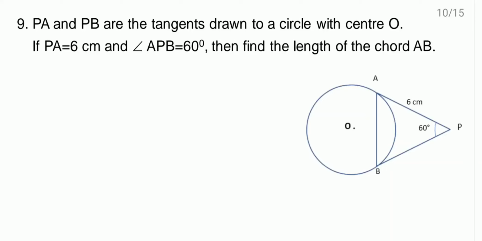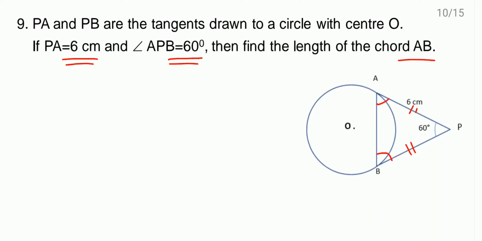Let us go towards another sum. PA and PB are the tangents drawn to a circle with center O. If PA is 6 cm and angle APB is 60 degree, then find the length of chord AB. Just look at the figure here. Point P is the exterior point to the circle. So AP and BP are the tangents to the circle from the exterior point. So their lengths are equal.